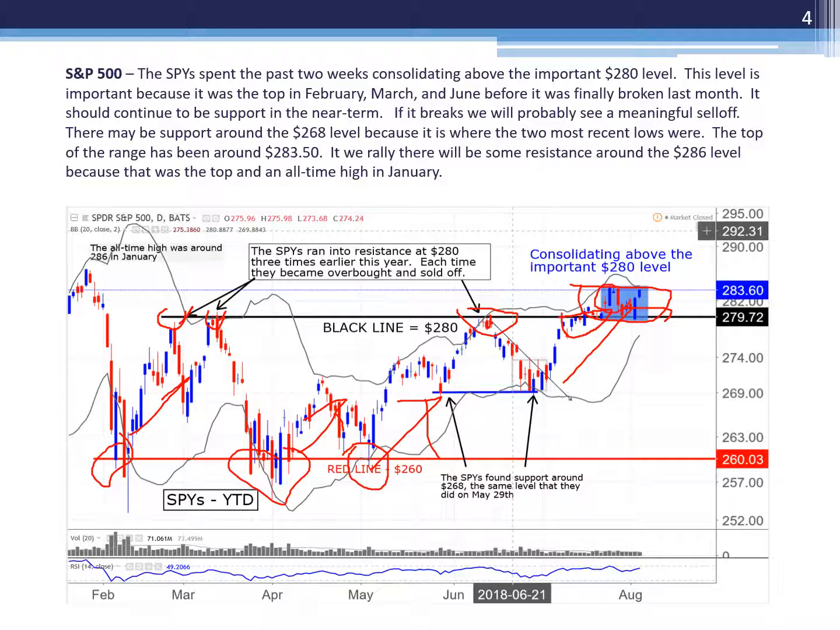We identified this little reversal pattern last week, and we said we were going to be testing the 280 level. So going forward, I would keep looking for support at 280. The top of the range has been around 280.50. Look at that. If it breaks above this, we're going to probably have some resistance around this level, 286, because it was the all-time high in January.